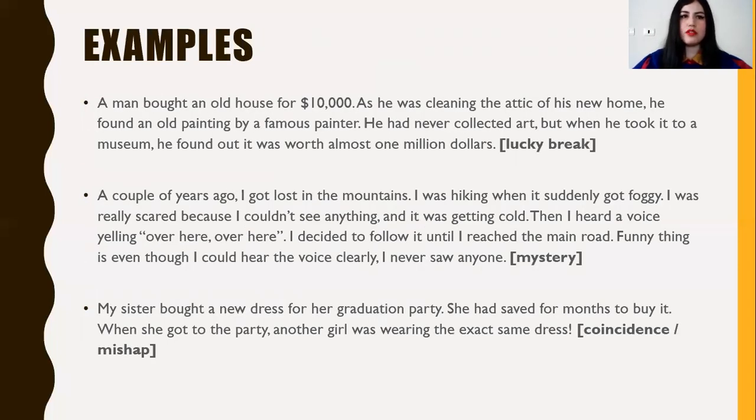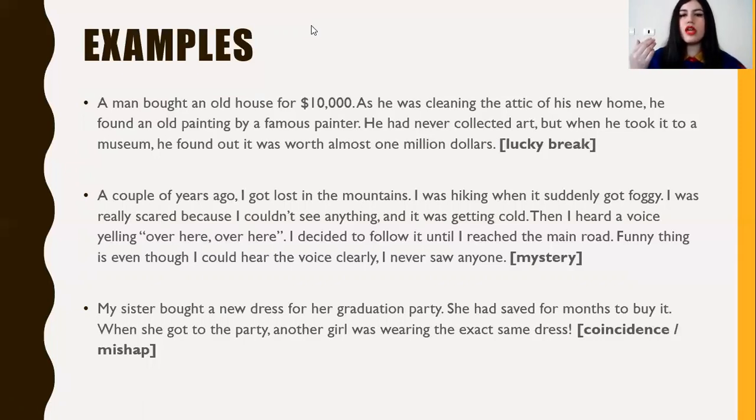And here are some examples. For example, the first one: a man bought an old house for $10,000. As he was cleaning the attic of his new home, he found an old painting by a famous painter. He had never collected art, but when he took it to a museum, he found out it was worth almost $1 million. So here we're talking about an action that is actually a lucky thing, because he got way more money than he paid for. So that's a lucky break, okay?